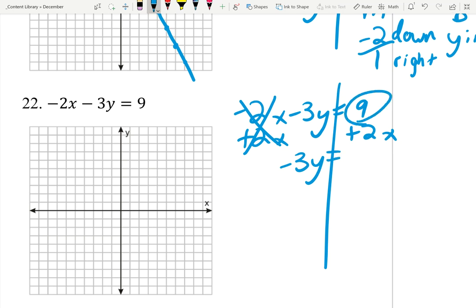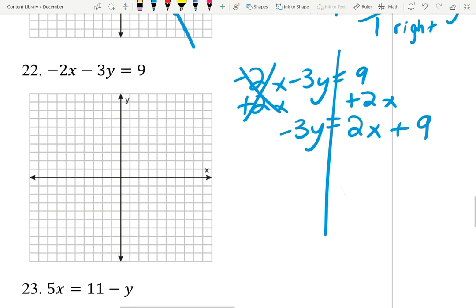On the right side, I got these two terms. I've got 9 and I've got 2x. So I'm going to just write the x term first. So since it's a positive 2x, I'll just put 2x. And then since it's a positive 9, I'll put a plus 9. So I still have those two terms, but separated.